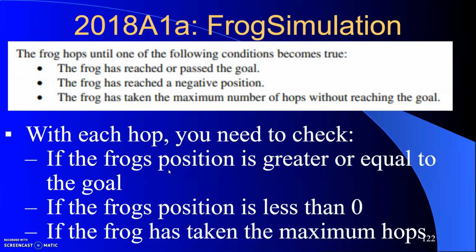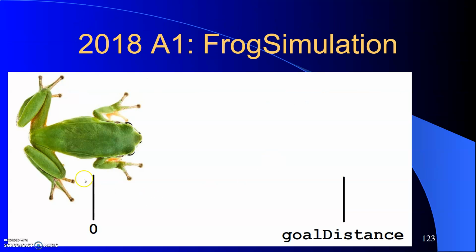With each hop, we need to check to see if the frog reached the goal. If its position is equal to the goal, that counts as a success, and we say the frog made the goal. If the frog takes a negative jump, which it might do, and it ever goes to a negative position, that's a failure. It's okay if it's equal to zero, but less than zero, we call that a failure. And if the frog took the maximum number of hops and didn't reach the goal, that also counts as a failure. So here's a picture to help you think about it.